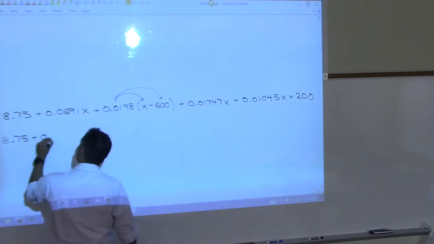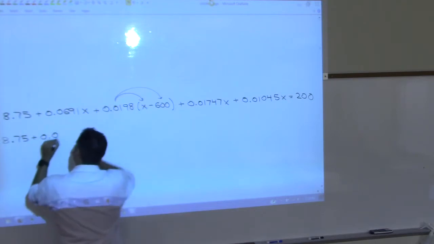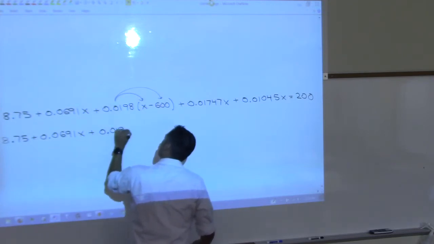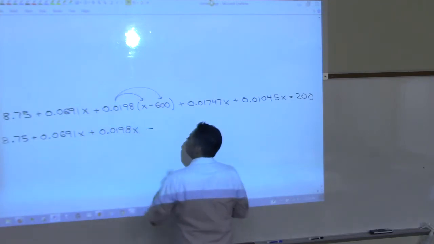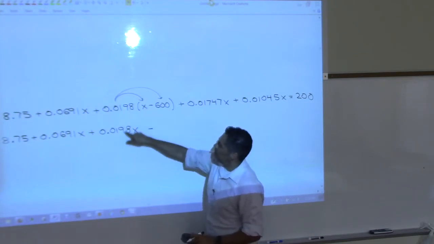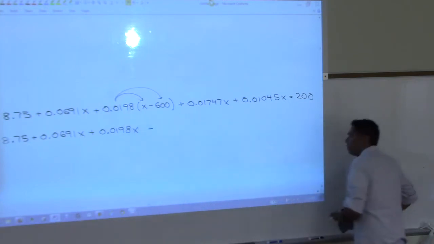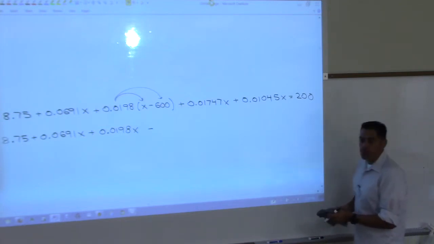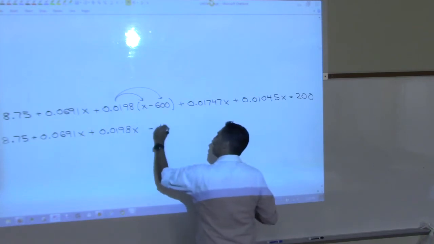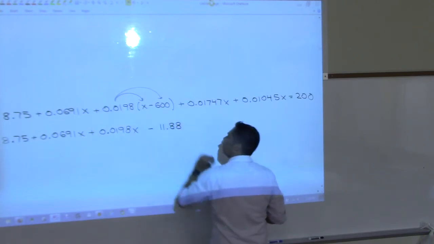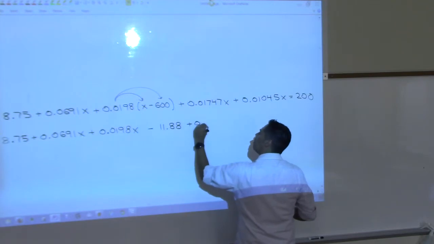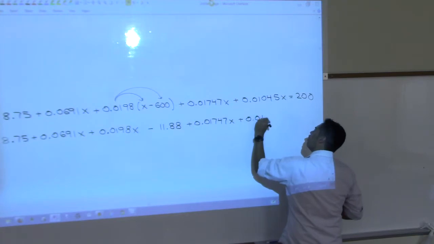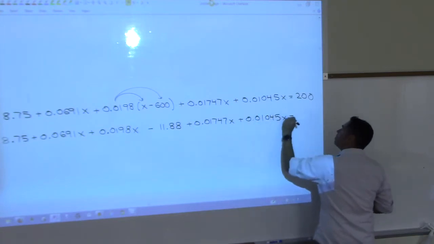8.75. This is going to suck to write this over and over, but okay. When I distribute this times x, I just get this, and this times 600, I'll need my calculator for. Negative 11.88? Okay. And then plus 0.01747x plus 0.01045x. That must be $200.